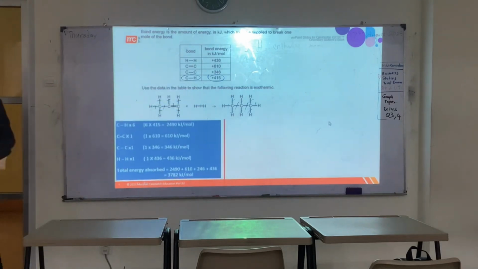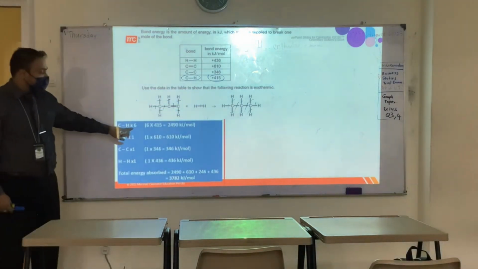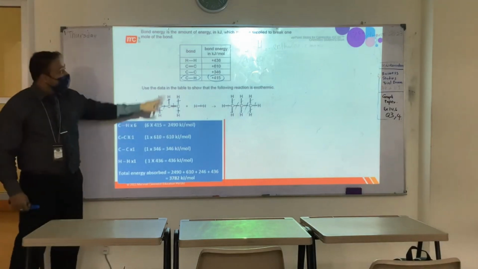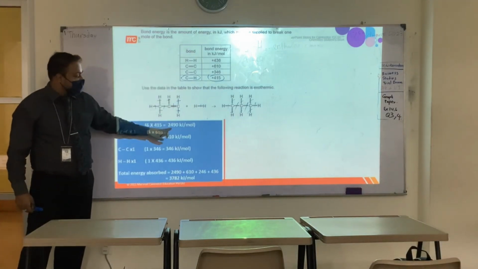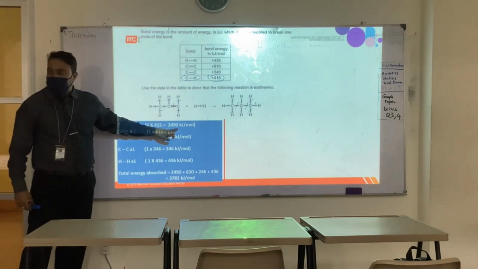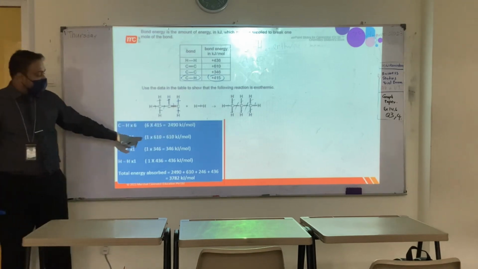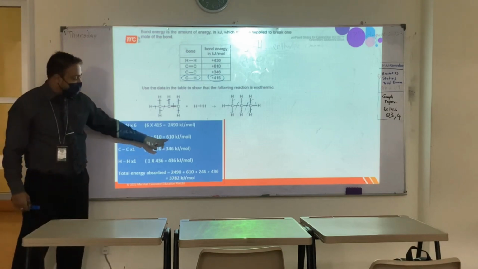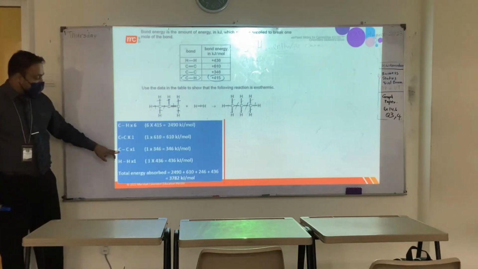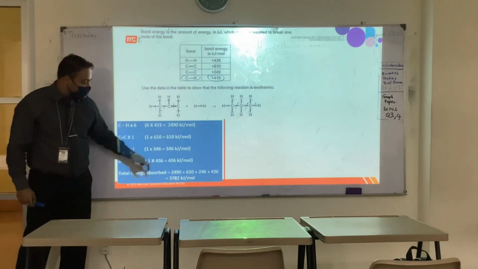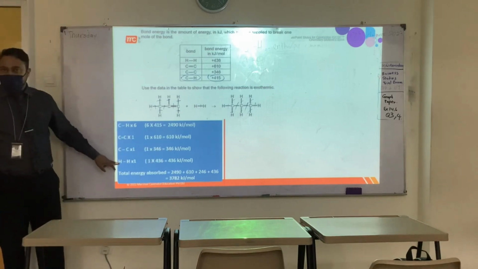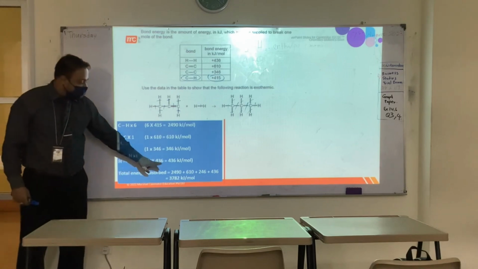Okay, so this part is done. C to H got 6, so 6 times 415 is 2490 kilojoule. We have one C to C double bond, so 1 times 610, 610. One C to C single bond, so 1 times 346, 346. One H to H bond, so times 1 only, 436.